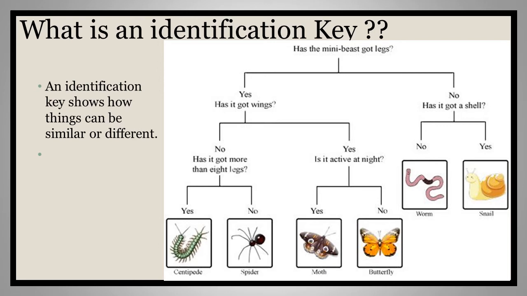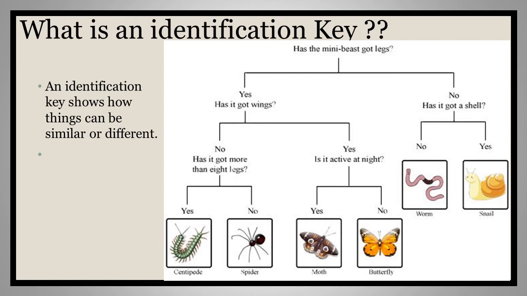Here we can see pictures of centipede, spider, moth, butterfly, worm and snail. We can divide them into two groups by their shells and wings. If it has wings, it can be divided by their number of legs. So in here, centipede is the animal that has more than 8 legs. Spider has only 8 legs.